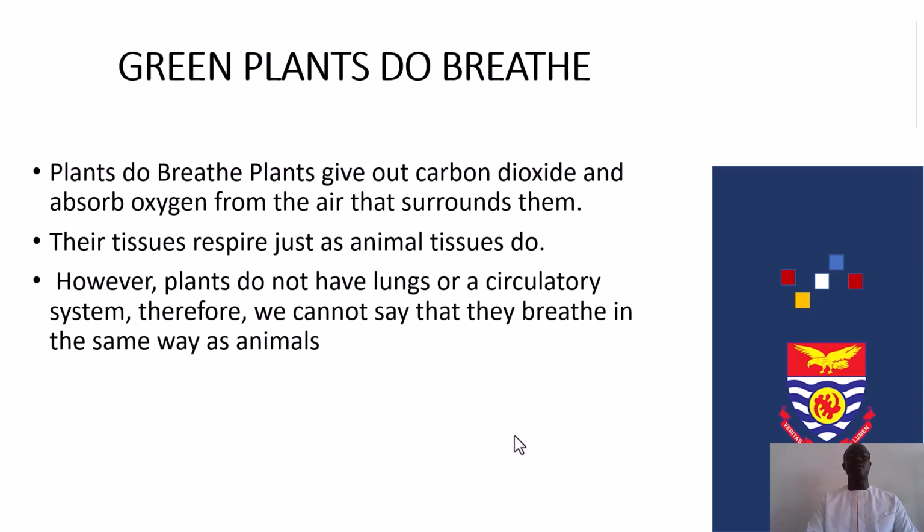Plants do breathe. Plants give out carbon dioxide and absorb oxygen from the air that surrounds them. Their tissues respire just as animal tissues do. However, plants do not have lungs or a circulatory system. Therefore, we cannot say that they breathe in the same way as animals.